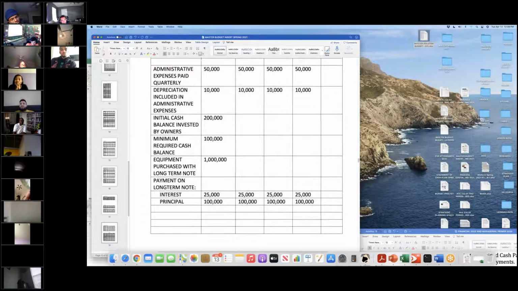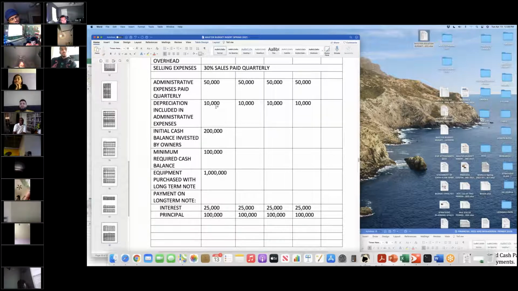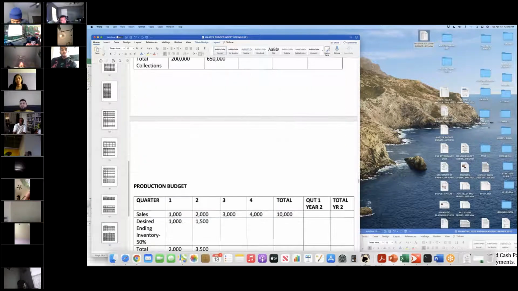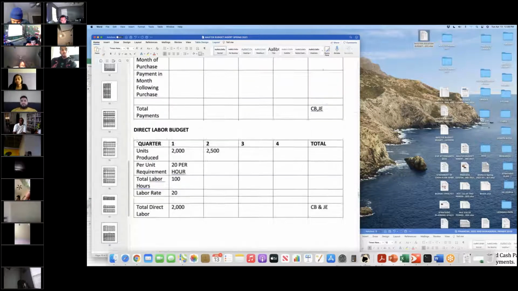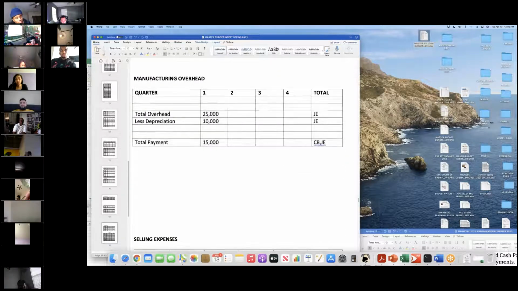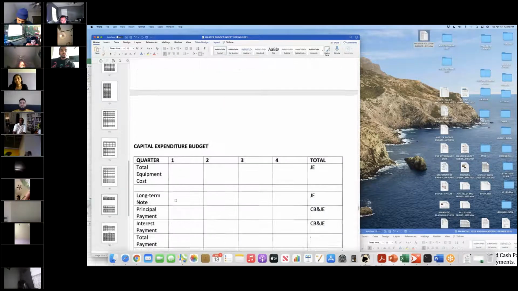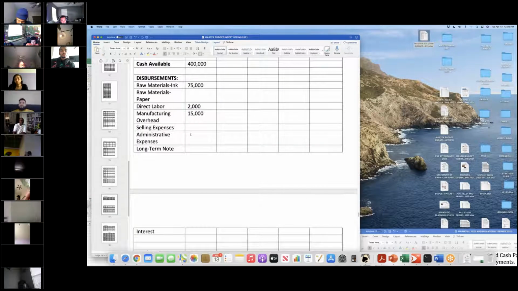So with the administrative expense, 50,000, 10 of it's depreciation, so you only have to pay 40. So we're going to take the 50,000 to depreciation was 10,000, correct? So the payment is 40,000. That will operate exactly like that all the way across. And so the administrative expenses we're paying are 40,000.